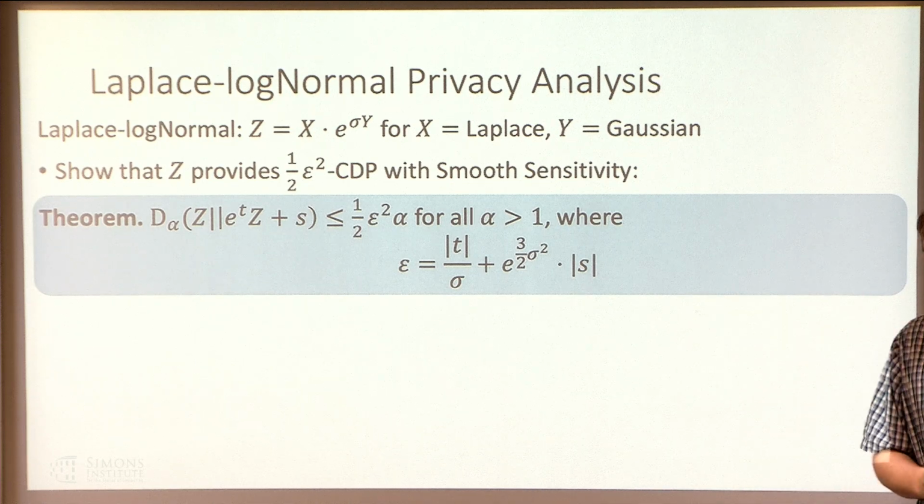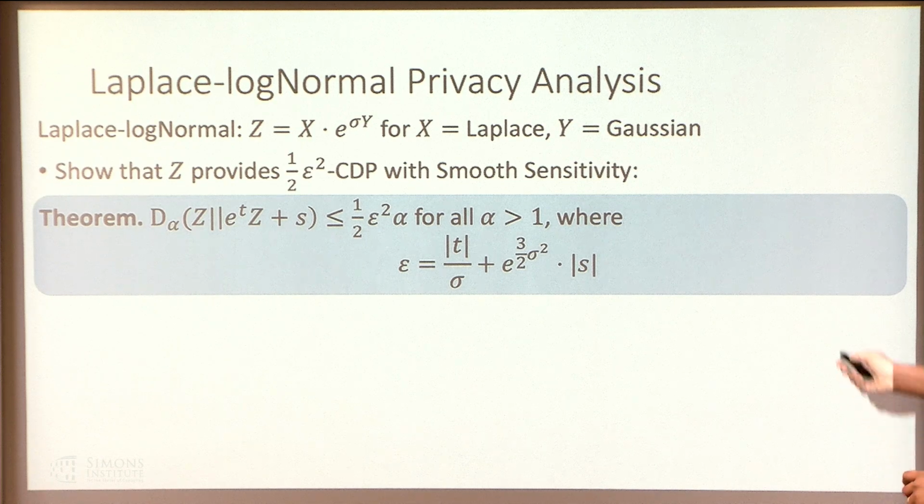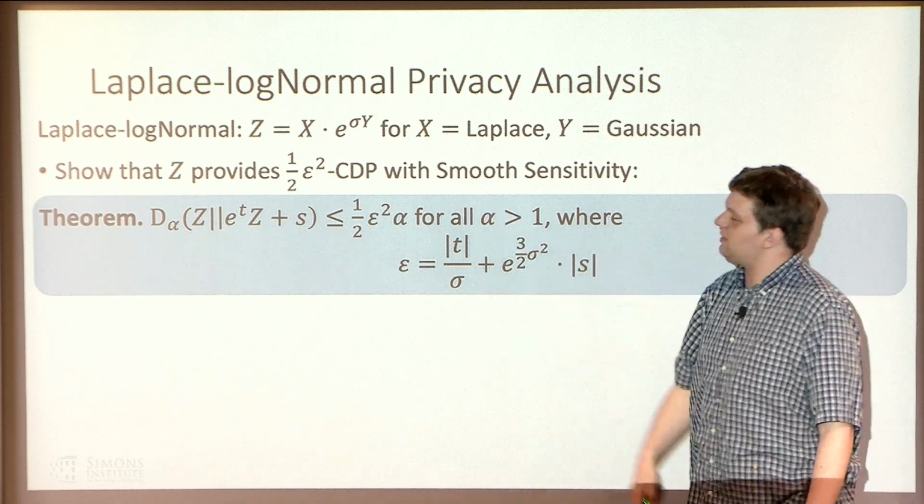So the Gaussian is normal 0 sigma squared? Oh, no, sorry. These are normal 0, 1, sorry. Yeah, so it's normal 0, 1, and I just pulled out the sigma separately.